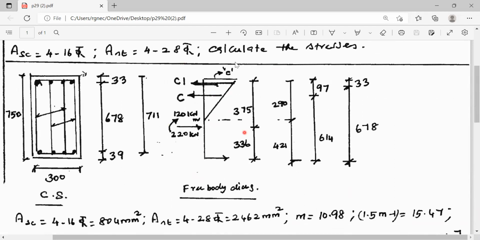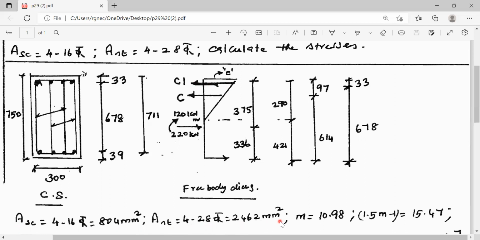This is the free body diagram. C is the compression offered by the concrete and C1 is the compression offered by the reinforcement in the compression zone. Now ASC is equal to 4-16 torque, which is equal to 804 millimeter square. AST is equal to 4-28 torque, equal to 2462 millimeter square.